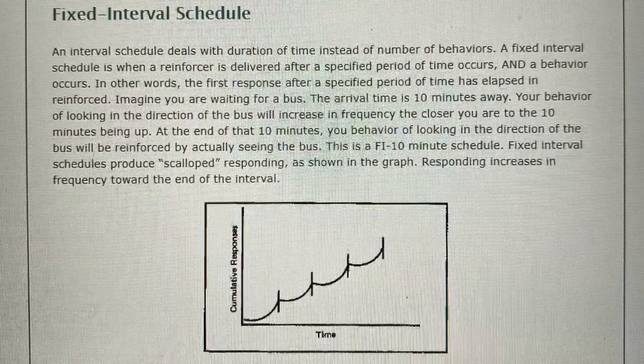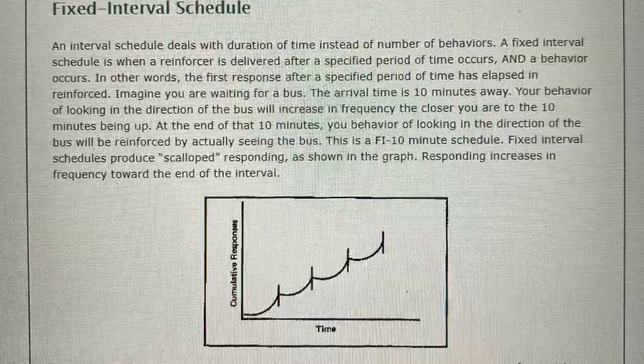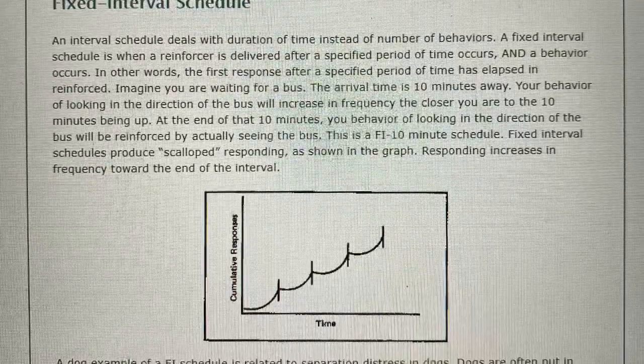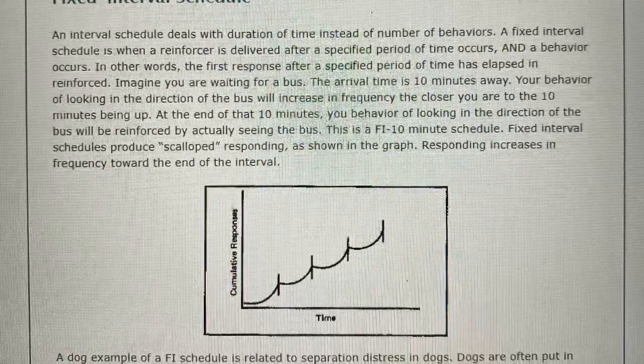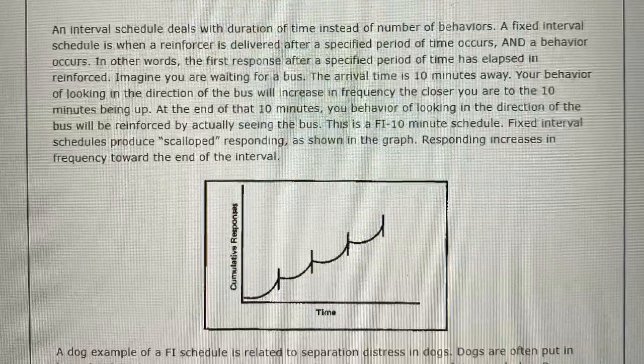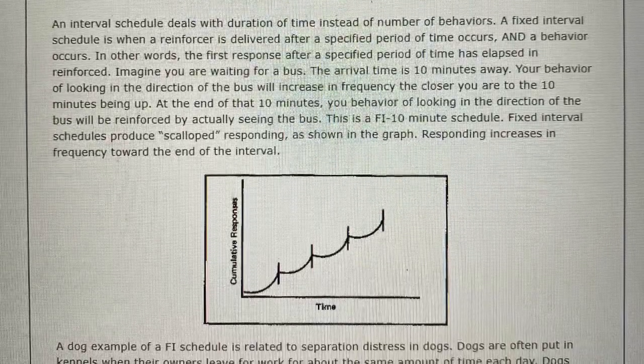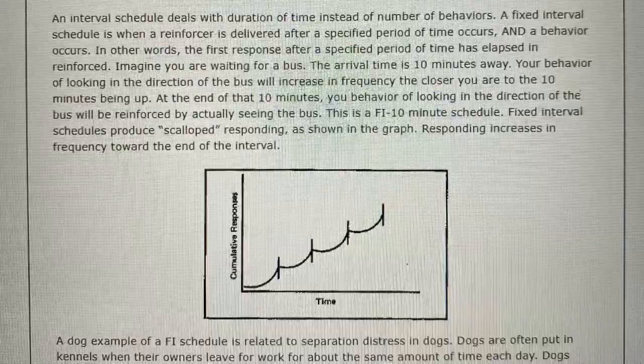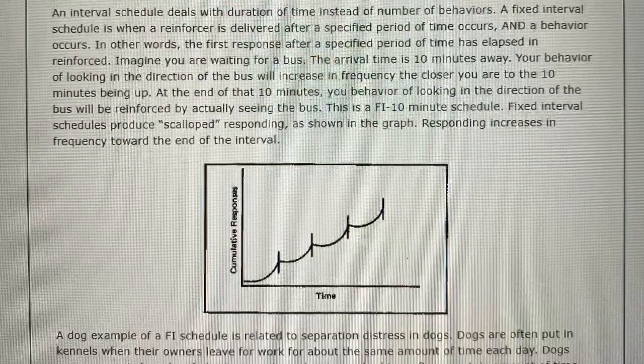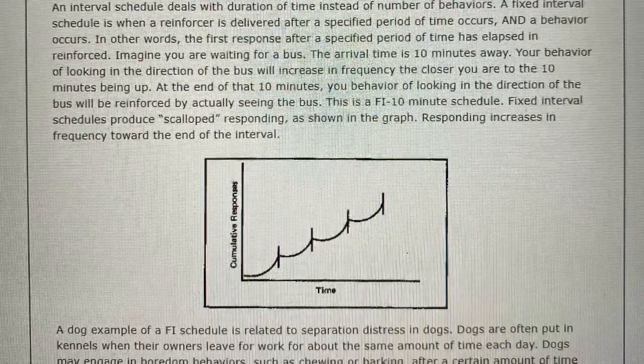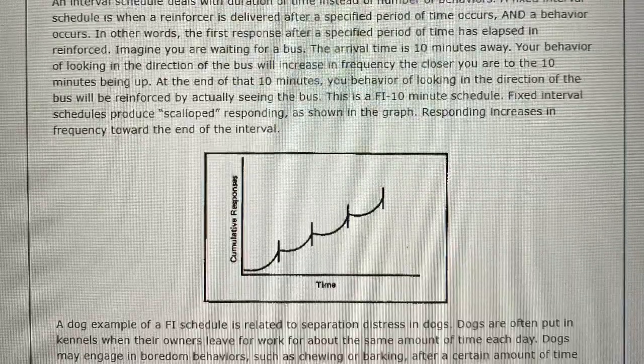Imagine you are waiting for a bus. The arrival time is 10 minutes away. Your behavior of looking in the direction of the bus will increase in frequency the closer you are to the 10 minutes being up. At the end of that 10 minutes, your behavior of looking in the direction of the bus will be reinforced by actually seeing the bus. This is a FI 10-minute schedule.